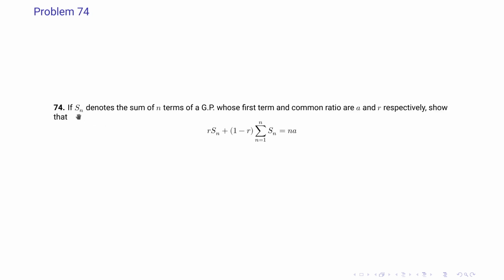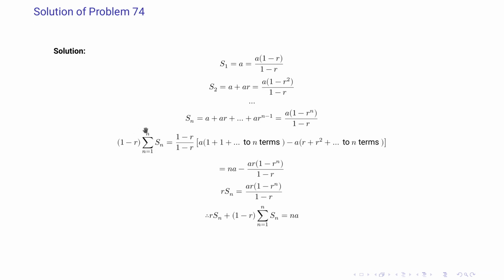Problem 74 says that if Sn denotes the sum of n terms of a GP whose first term and common ratio are a and r respectively, show that (1 minus r) multiplied with the sum of Sn, where n varies from 1 to n, plus r Sn is equal to na. So we have S1 is equal to a, which is a into 1 minus r by 1 minus r.